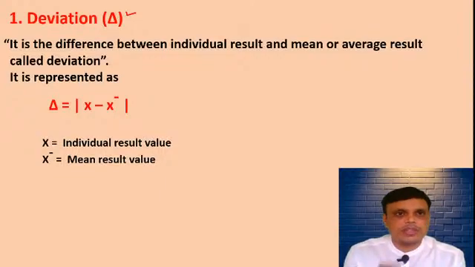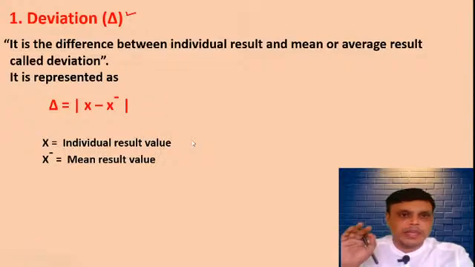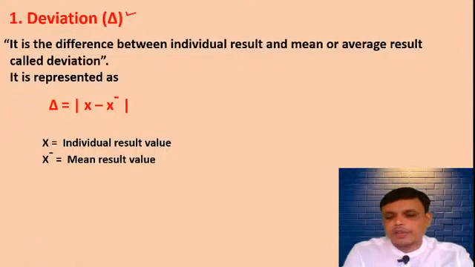Okay, let's go. So this is the first method to express precision, that is deviation. This deviation is denoted by delta, and the definition of deviation is the difference between the individual result, that means this x, and the mean or average result. A very simple formula, and you have to remember it. Individual result minus mean result will give you the deviation.